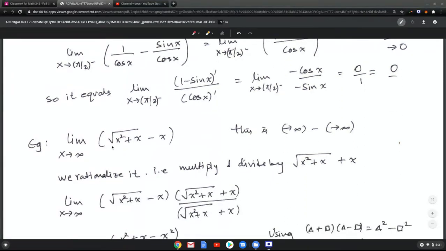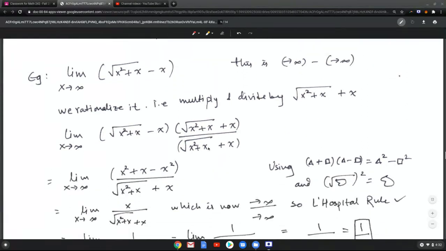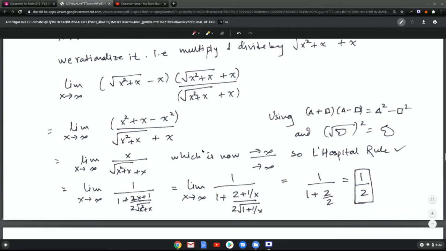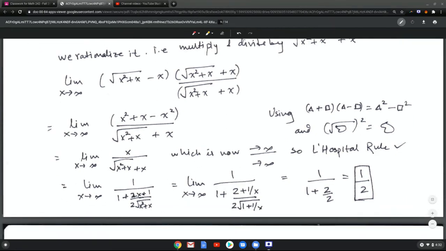Next example, I see that it's algebraic terms. There's a square root and a square inside, and that gives us the motivation to rationalize it. Rationalizing is the process of multiplying and dividing by the conjugate, where the conjugate is the same term, but with a plus instead of a minus. And it doesn't change the function because that's just 1. I'm multiplying by 1, which ends up becoming x over the square root of x squared plus x, plus x, which is infinity over infinity. And I can apply L'Hopital's rule. Now the derivative here is kind of ugly, but you can work through it to get the answer to be 1/2.